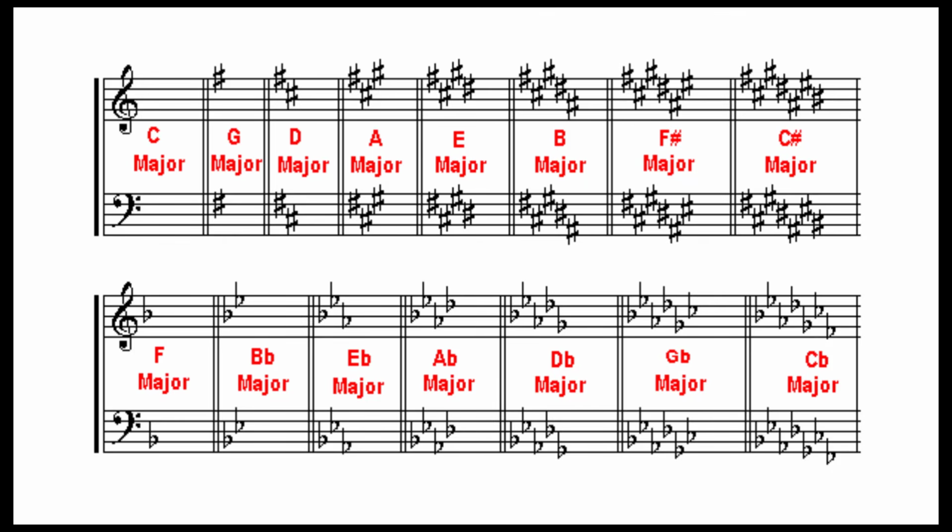Major key with no sharps or flats, that's the key of C major. Major keys with sharps are G, D, A, E, B, F sharp, and C sharp. Major keys with flats are F major, B flat major, E flat, A flat, D flat, G flat, and C flat major.